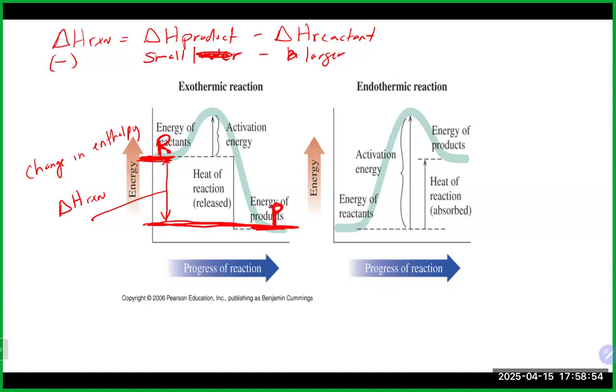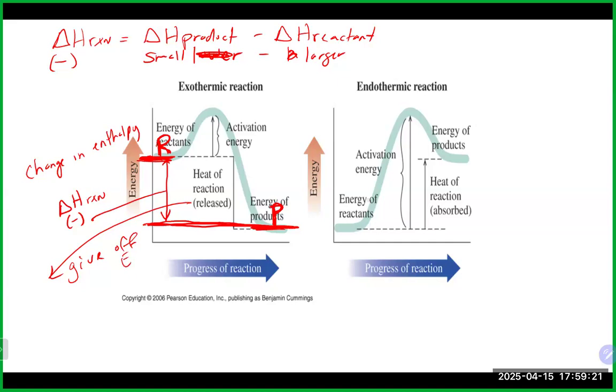So if you have a delta H that is negative, that is going to tell you it's an exothermic reaction because your products overall in energy actually ended up lower in energy than where the reactants started. The only way that happens is you have to give off energy in that reaction. And that is your definition of an exothermic reaction.